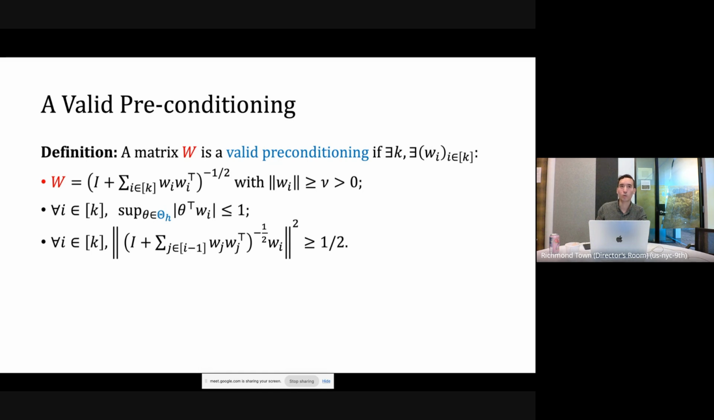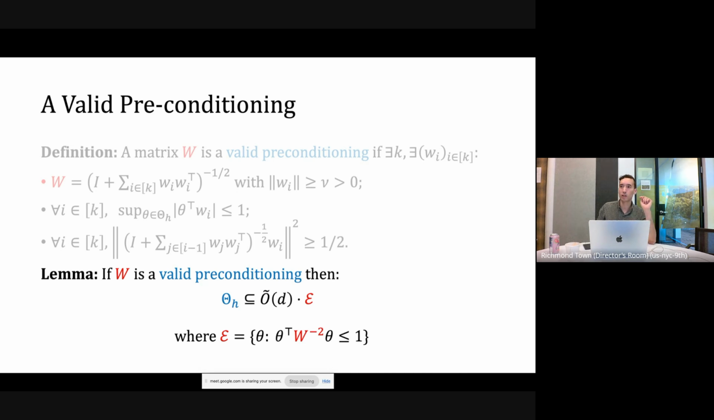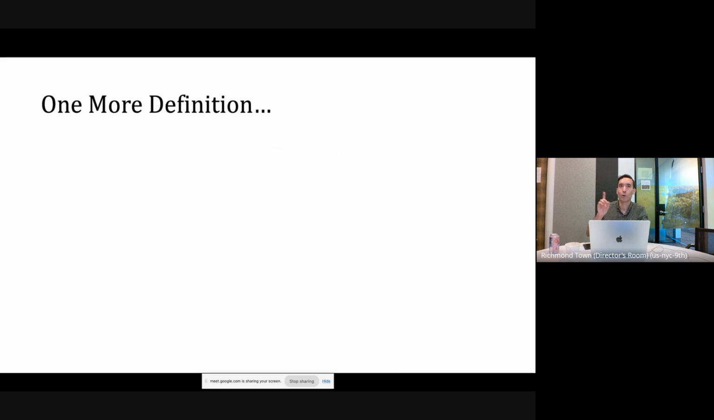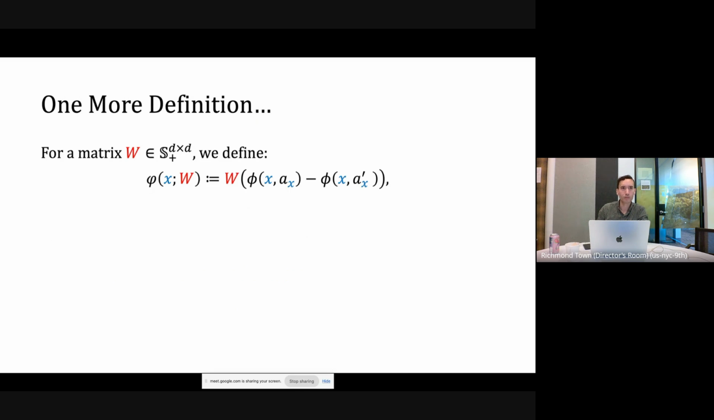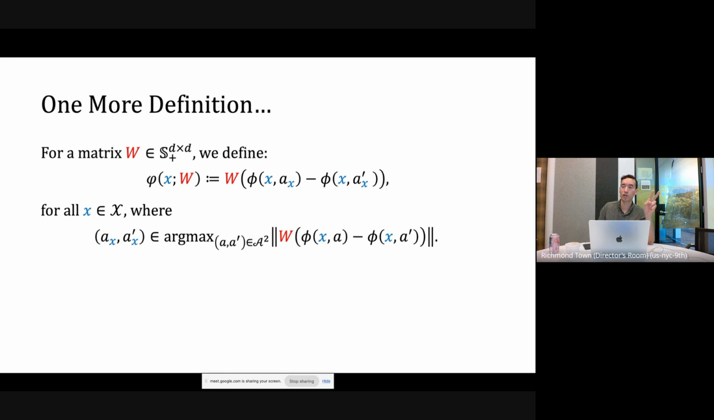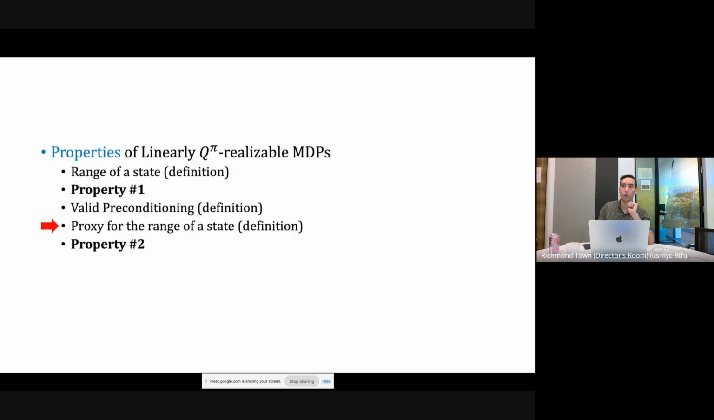Okay, this is a complicated definition, but what you need to take out of it is that if W is a valid preconditioning, then we have at least a one-sided inclusion: this theta space is going to be included in this ellipsoid up to a factor of d. Ideally we want both sides of inclusion, but we only have one, and that's going to be enough for what we need. Okay, one more definition, and then we'll be done with definitions. I'm going to define this slightly modified feature map, which takes in also as input a matrix W. So this AX and A prime X are just the action pairs that maximize this norm difference. Okay. And with this, now I'm going to tell you what we're going to use as a proxy or as an approximation for the range function.